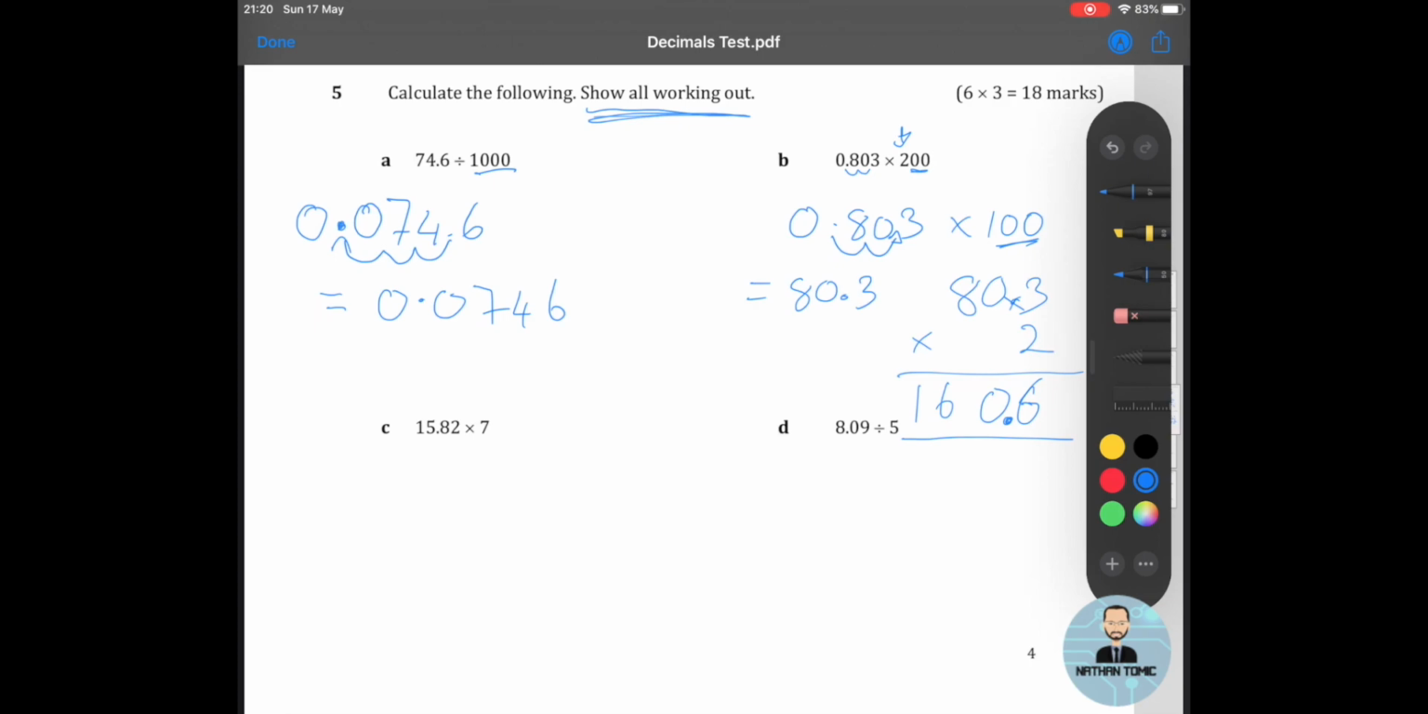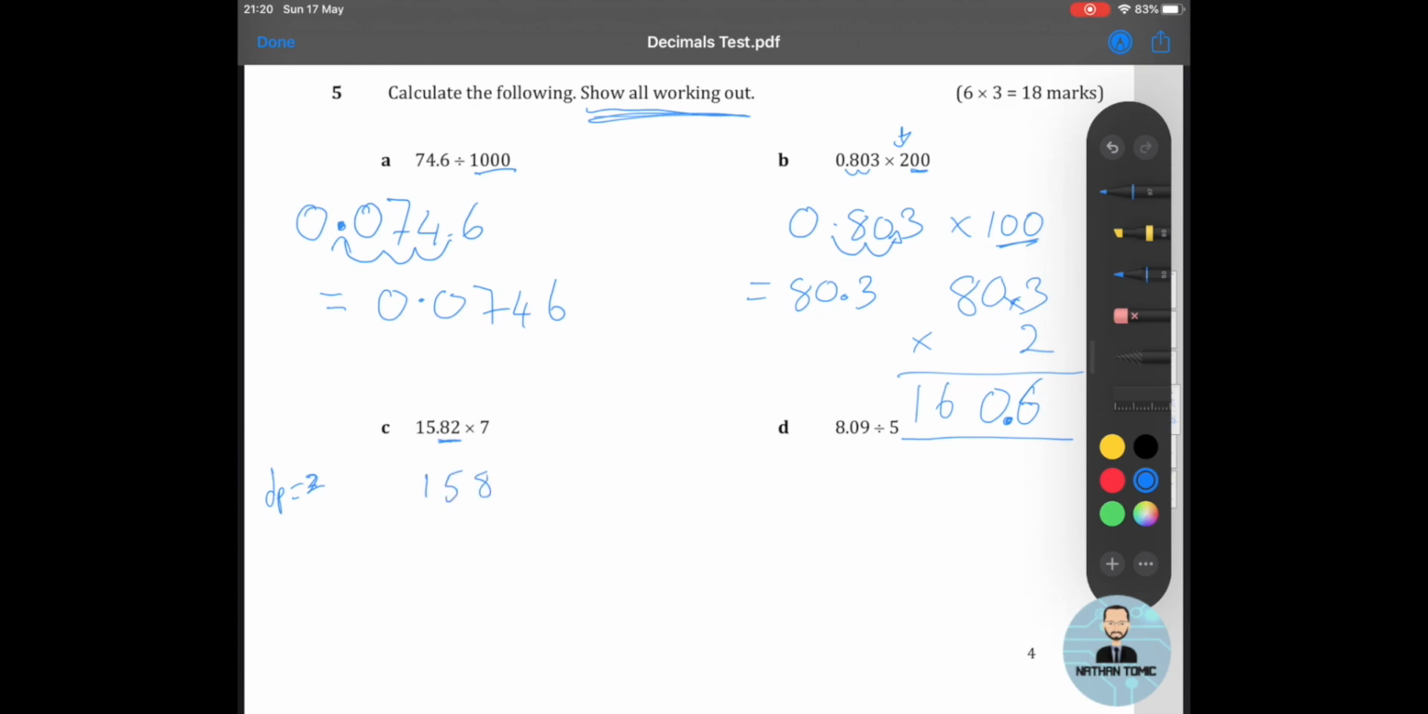C is a multiplication that we just do as normal. So here we have a decimal multiplied by a whole number. So we basically say, okay, how many decimal places in the number? There are 2. And I usually like to make a little note, dp equals 2, just so I don't forget later on. And now we just ignore the decimal place and multiply like normal.